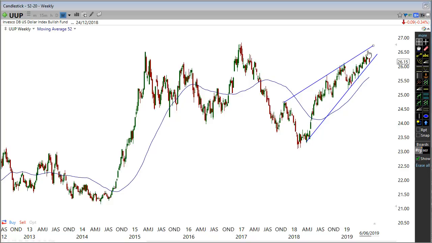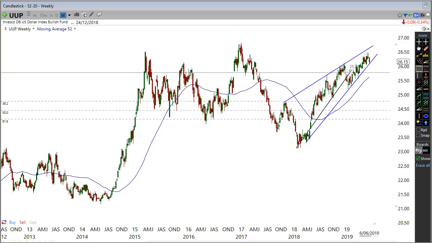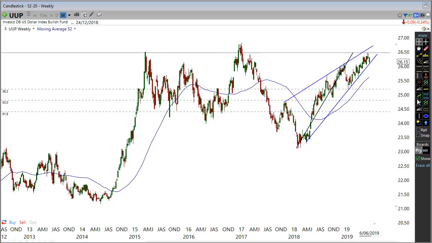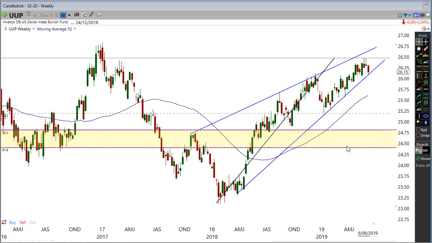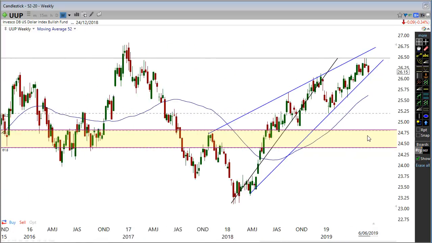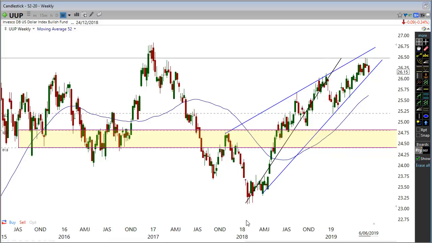So if we drop out of this rising wedge through here, I'd say we could see at least a 50% pullback. So I do see the US dollar, if it does break out of this pattern through here, coming back down towards these levels, which is a 50% retracement of the rise, pretty much from the start of 2018, moving up from there.